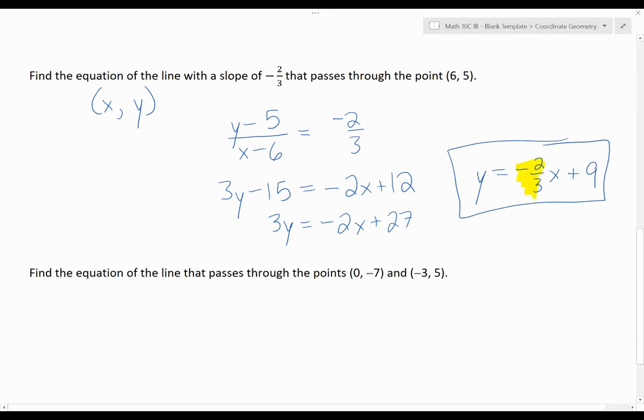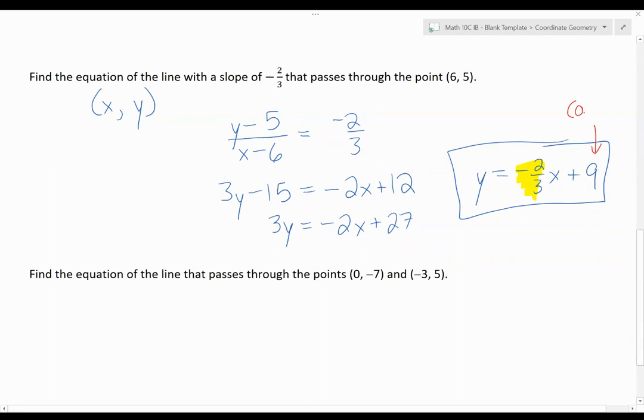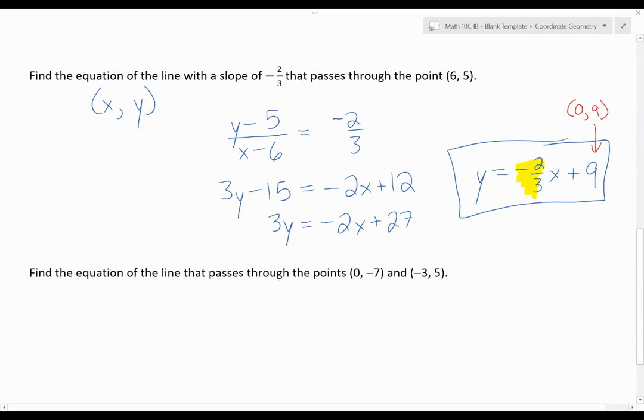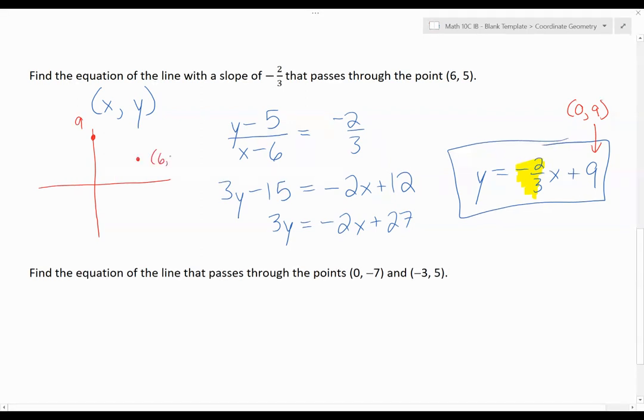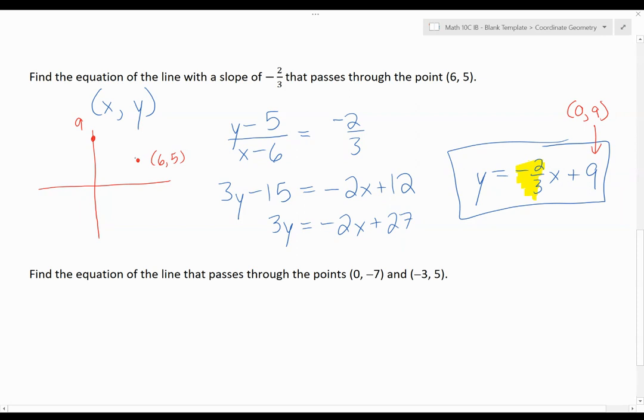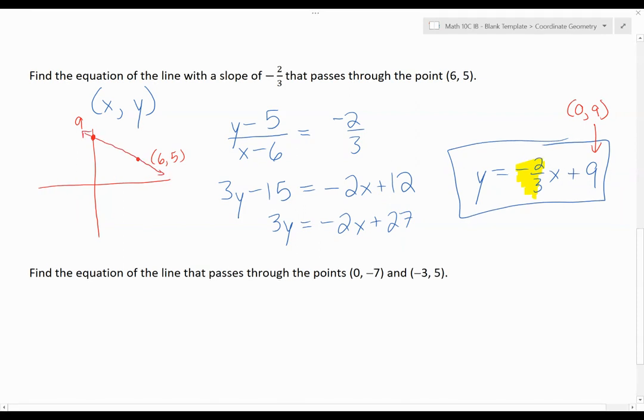And what I now know about this equation, I actually know a second point now about this line. I know that this line is going to go through the point 0, 9. That 9 has to be the y-intercept. So that would actually enable me to sketch it pretty accurately, because I know that it goes through 0, 9, and then it also goes through 6, 5. So that line is like this, roughly.